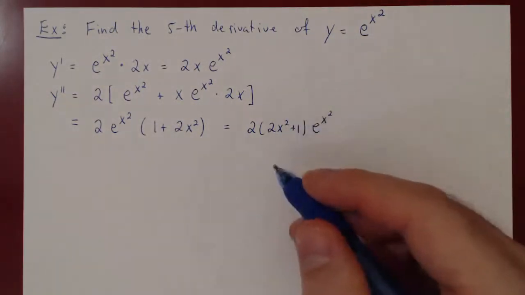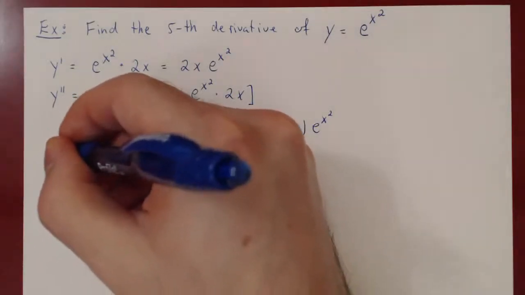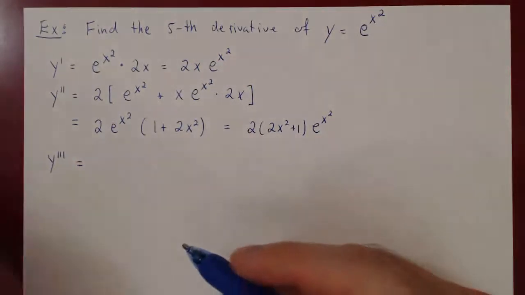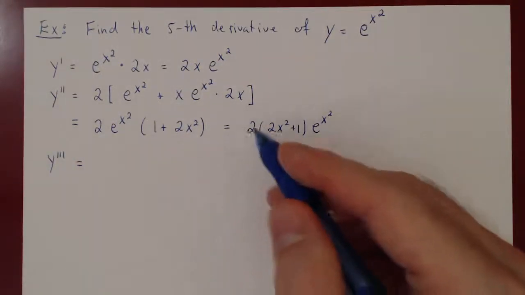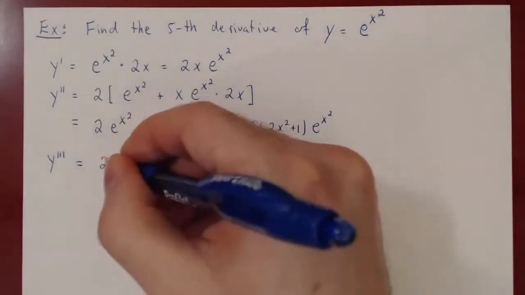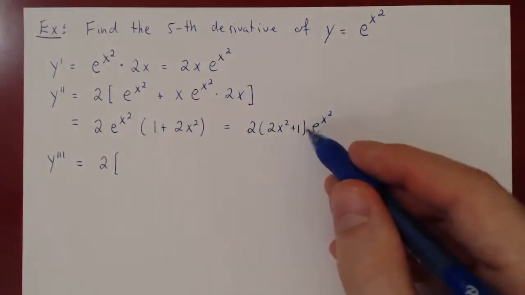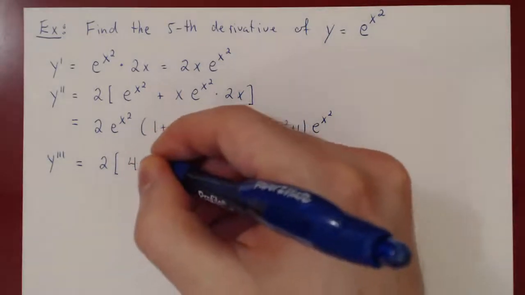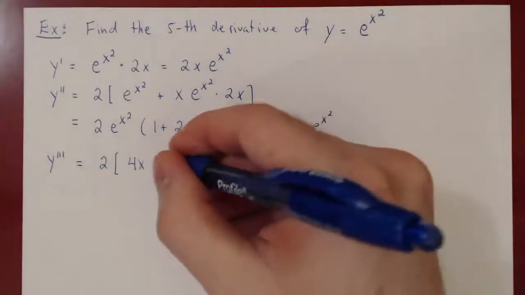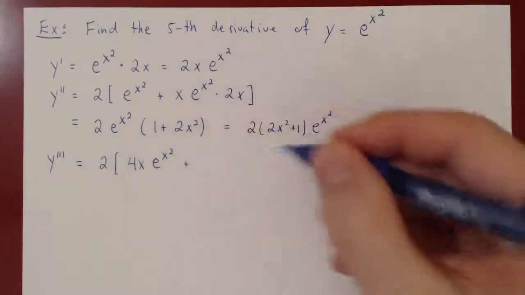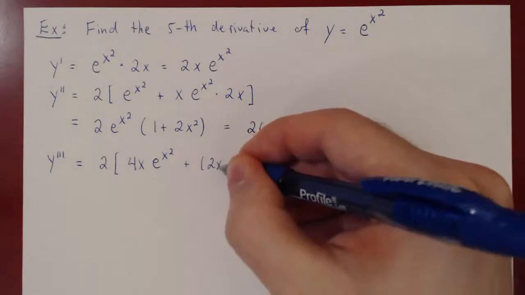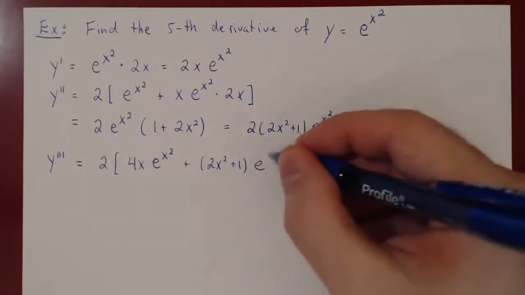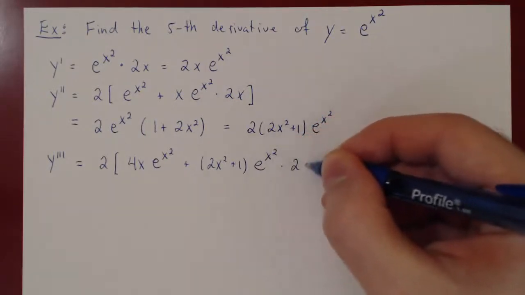Let's differentiate one more time to find the third derivative, y triple prime. And this will be the last time that we use the prime notation. 2 is once again a constant multiple, so leave it there. 2 times. We have once again the product, so we use the product rule. Derivative of the first function, 4x, times the second, e to the x squared, plus the first, 2x squared plus 1, times the derivative of this function by the chain rule, e to the x squared times 2x.